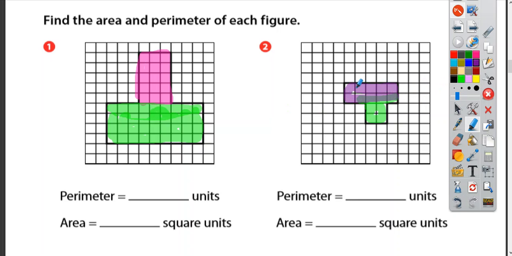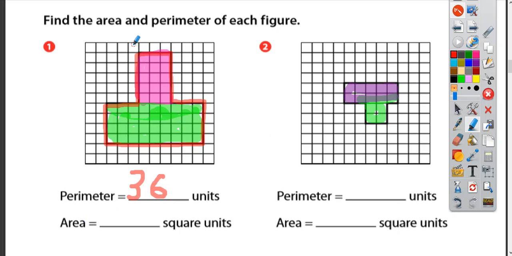Okay, and to find the perimeter, just count how many units there are. So count here 1, 2. This is the perimeter. 1, 2, 3, 4, 5, 6, 7, 8, 9, 10, 11, 12, 13, 14, 15, 16, 17, 18, 19, 20, 21, 22, 23, 24, 25, 26, 27, 28, 29, 30, 31, 32, 33, 34, 35, and 36. Yes, we're done. 36 units.